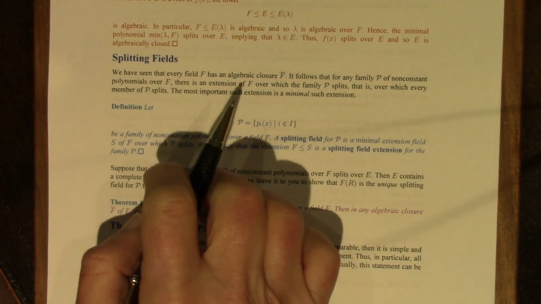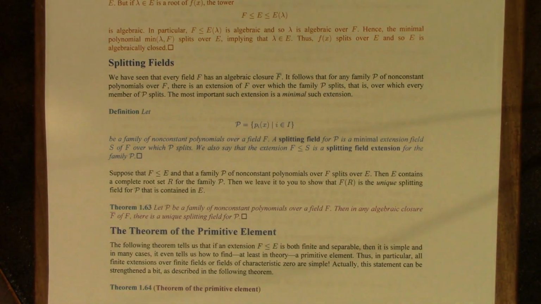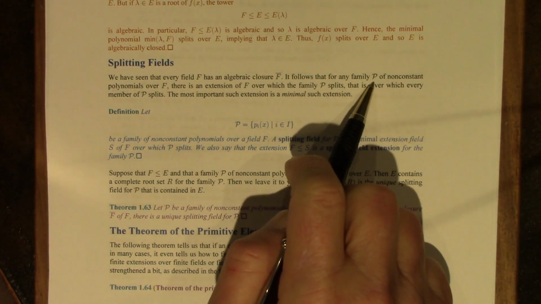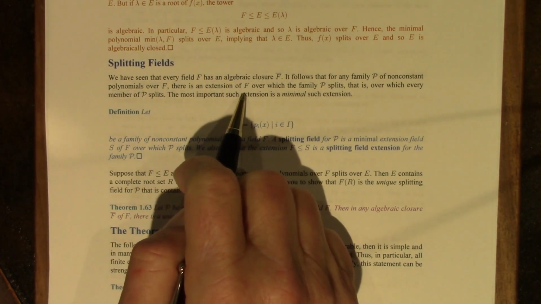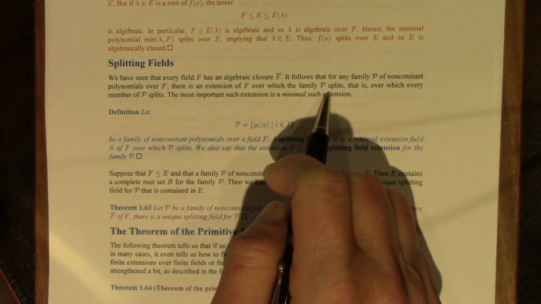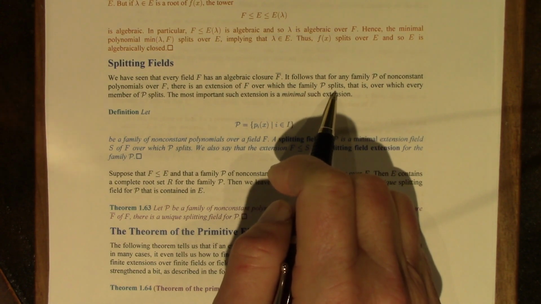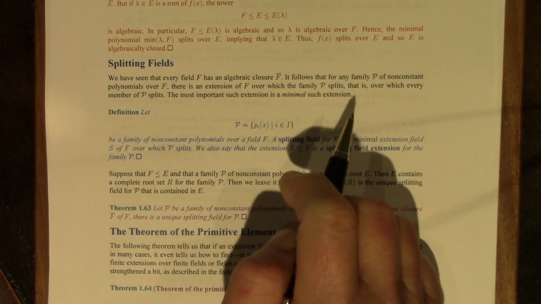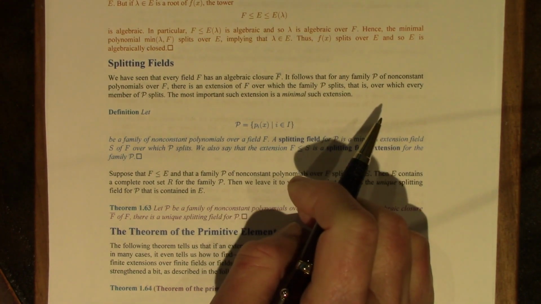We have seen that every field F has an algebraic closure, which I can denote by F bar, and it follows that for any family script P of non-constant polynomials over F, there is an extension of F over which the family splits. And by saying the family splits, I mean, of course, that every member of the family splits. The most important such extension is a minimal such extension. So that leads to this definition.